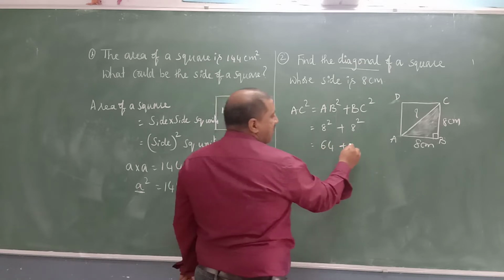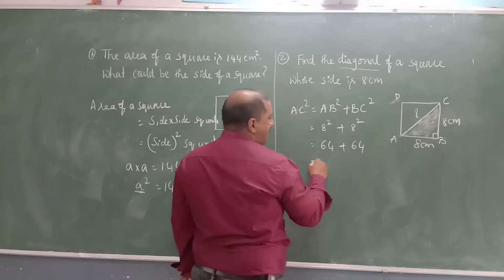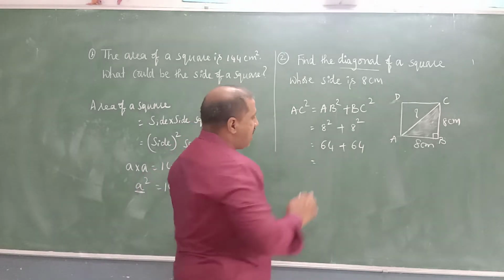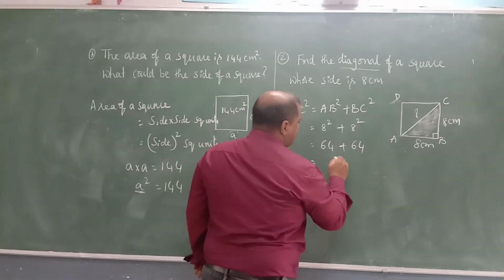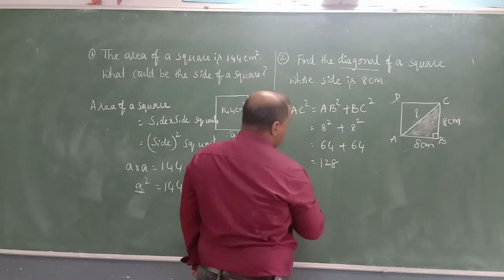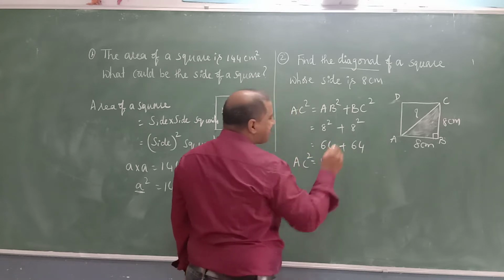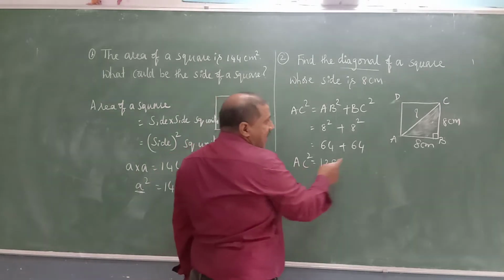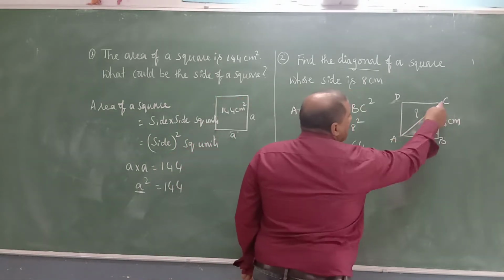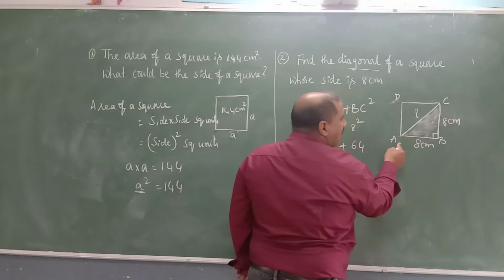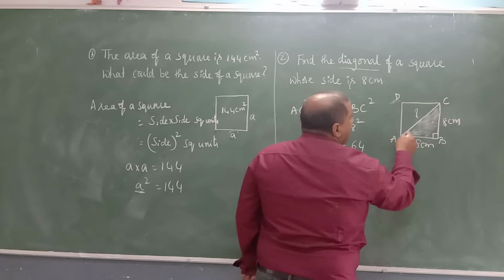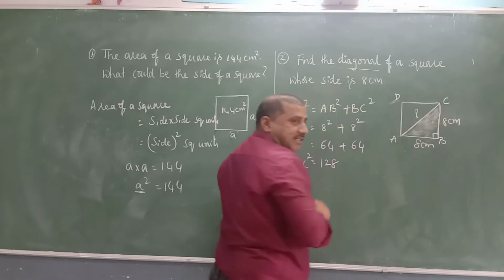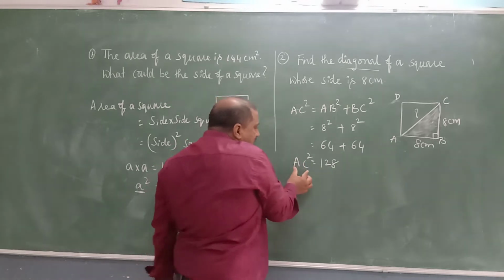And again 8 square is equal to 64. Add 64 plus 64. It is 4 plus 4, 8; 6 plus 6 is 12; 128. AC square is equal to 128. What is AC here? It is the length of the hypotenuse of this right angle triangle, or the length of the diagonal of the square ABCD. Now how do you find what is AC?